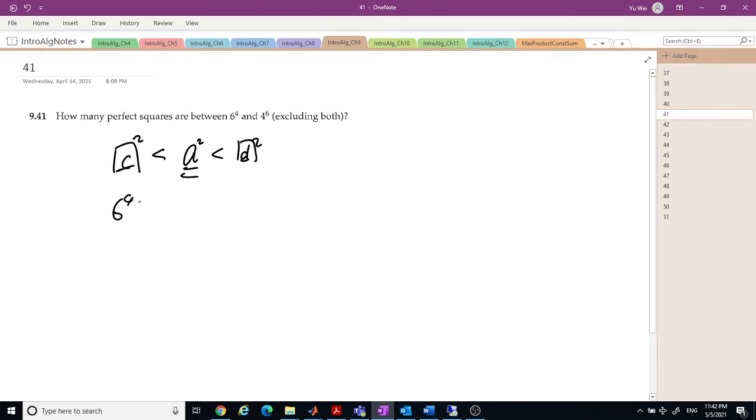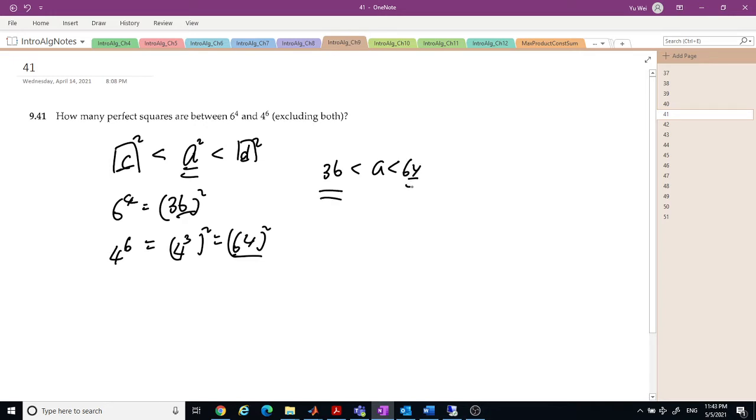So 6 to the fourth equals 36 squared, and 4 to the 6 equals 4 cubed squared, which is 64 squared. So now a should be between 36 and 64. They are all exclusive on both sides, so the number of a is 64 minus 36 minus 1, which equals 27.